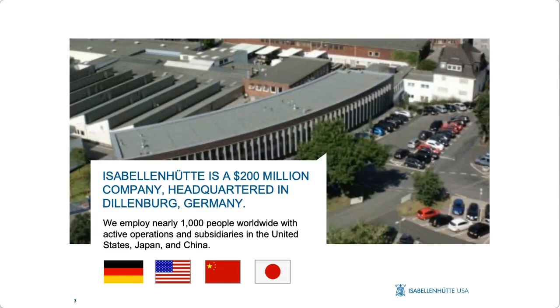First, I would like to start off with a little bit of an introduction of Isabellenhütte company. Isabellenhütte makes roughly $200 million of turnover every year. It is a German company headquartered in Dillenburg, which is right in the heart of Germany in Hesse. We currently have around 1,000 people employed worldwide, and we do have subsidiaries in the United States, in Massachusetts, in Japan, and in China.